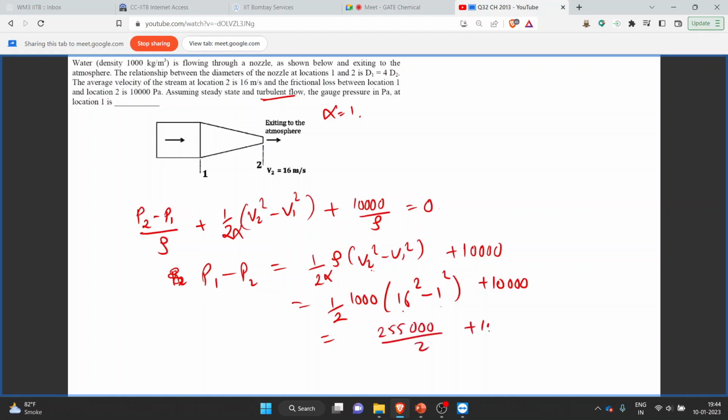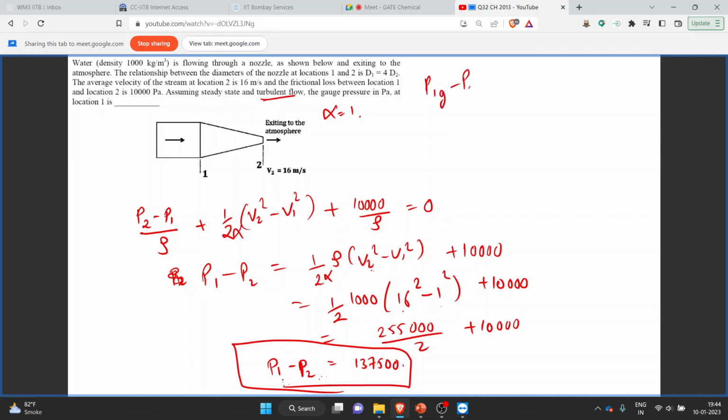255,000 upon 2 plus 10,000. So we will be having P1 minus P2 as 137500. Now we have to find the value of P1 gauge pressure, and these are ultimately the absolute pressures. So we can also write it as P1 gauge minus P2 gauge is equal to 137500.